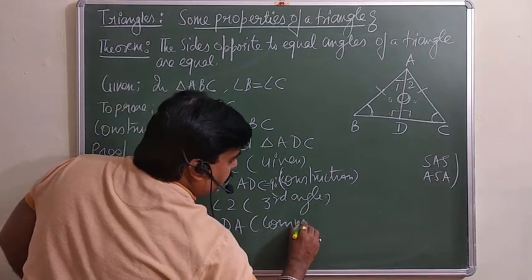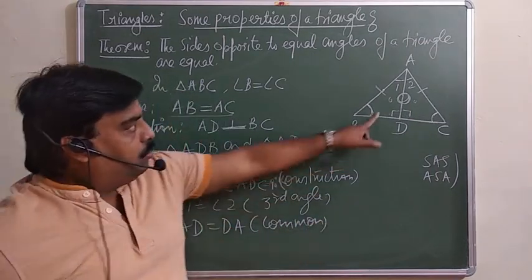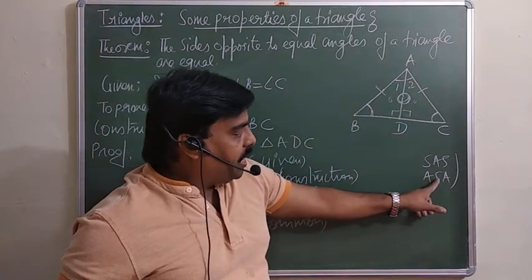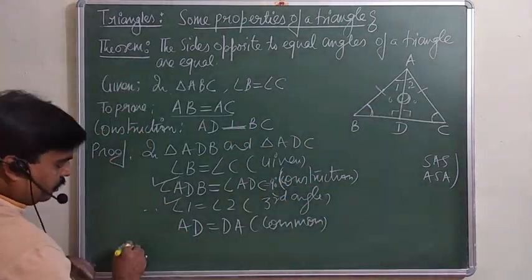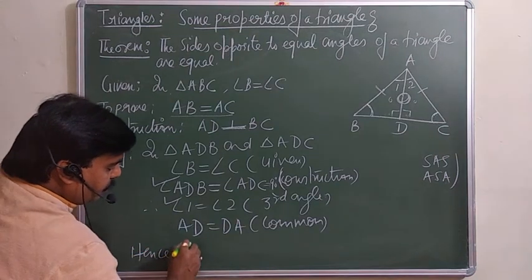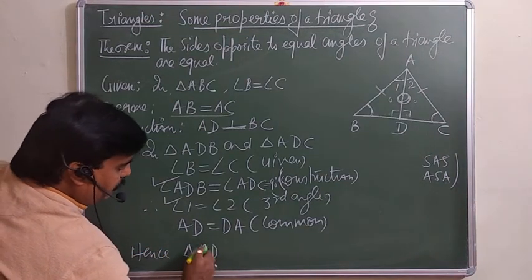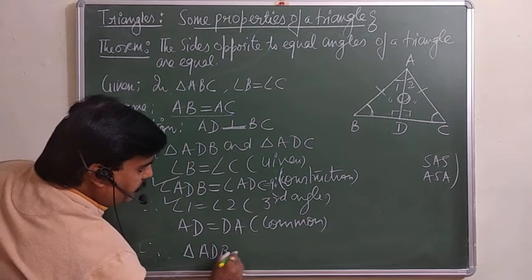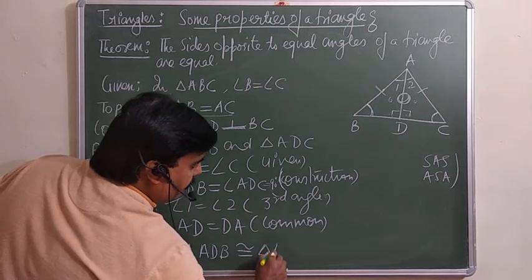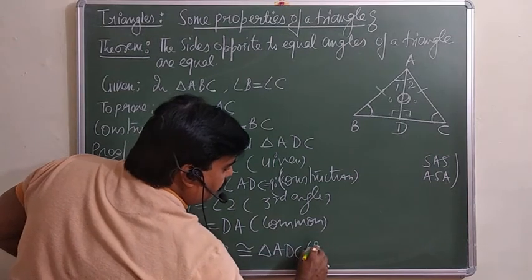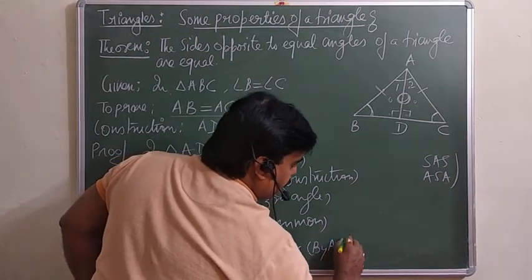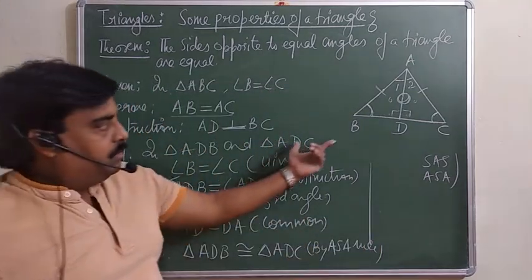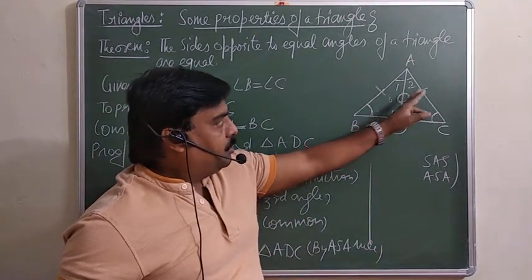So the included side has come. The side which is common, on it both angles, this is equal to this, this is equal to this, should be equal. Then only you can say A as A. So hence you can say, therefore, the triangle ADB is congruent to triangle ADC. And this is by ASA rule.